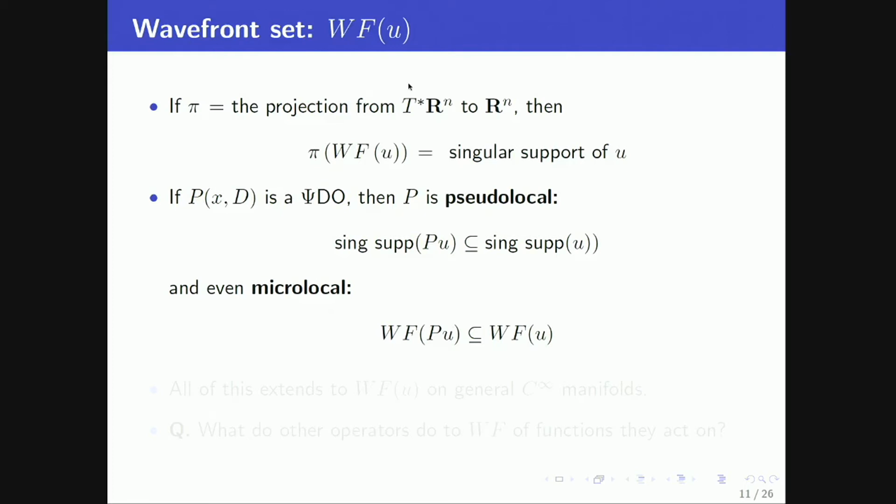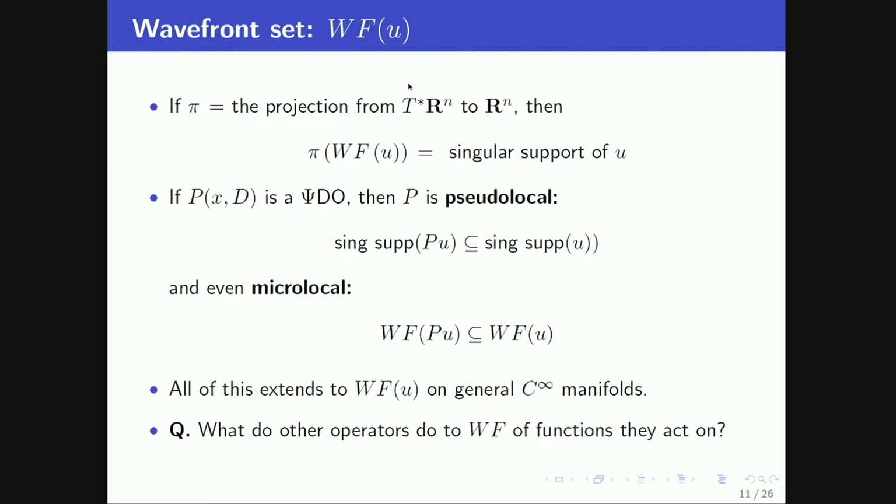Okay, so everything we did so far was on R^n. We used the Fourier transform, but in fact, all of this localizes to a manifold. One needs to check the details, but all of this extends to definitions and facts about the wavefront set on a general smooth manifold. And again, because this is a local concept, you can have a distribution not of compact support. The wavefront set is still defined.